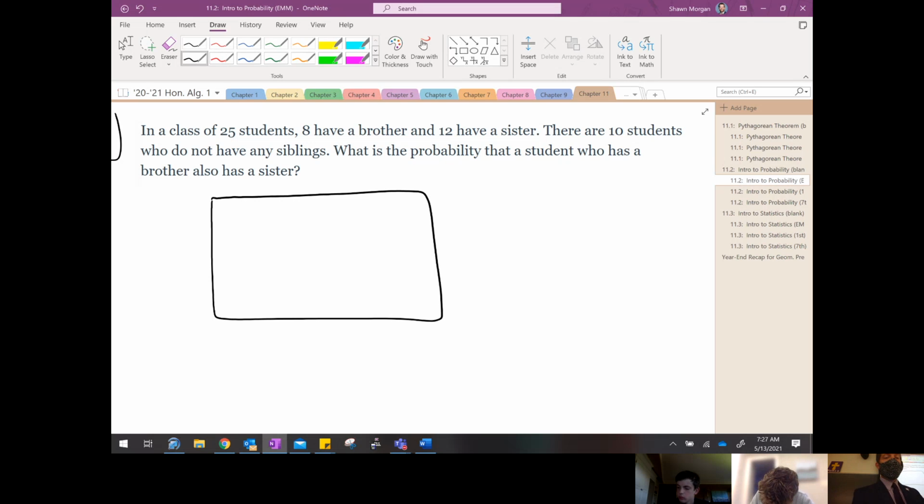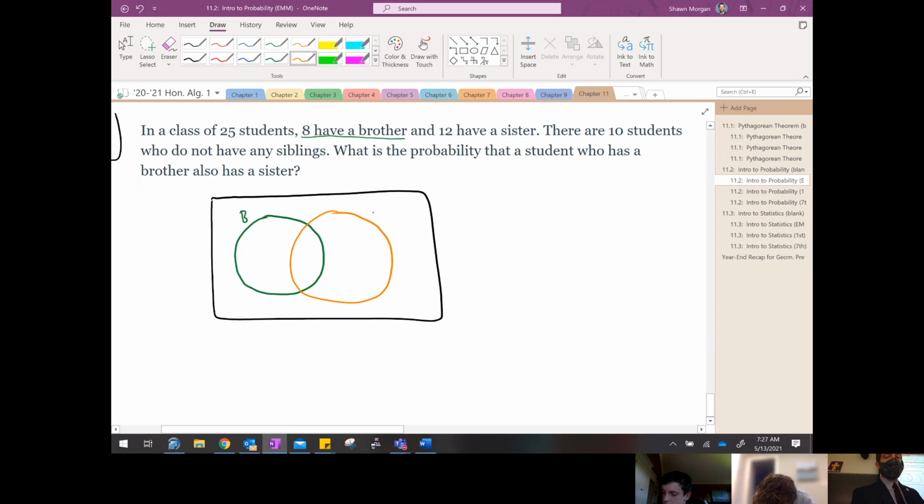All right, 8 have a brother. I'll do that in green. That green circle represents the folks who have a brother. And then the orange circle represents the folks that have a sister. Now it says there's 10 students who do not have any siblings. So that's 10 only children. There would be 10 kids out here hanging out. They are in the class, but they just don't have any siblings.